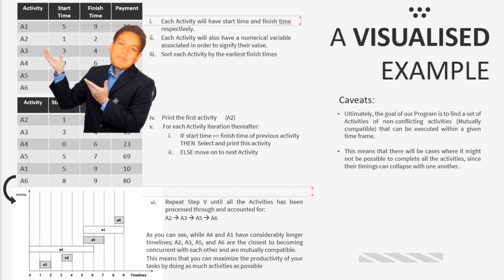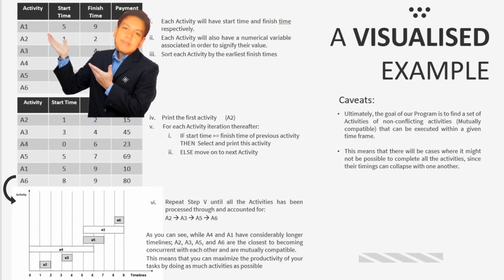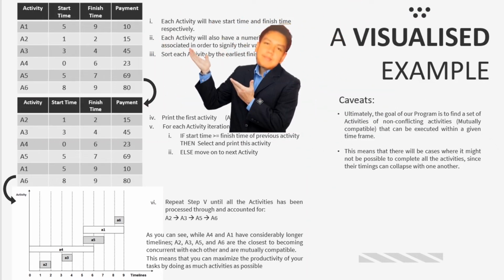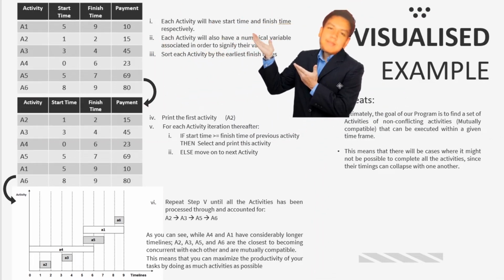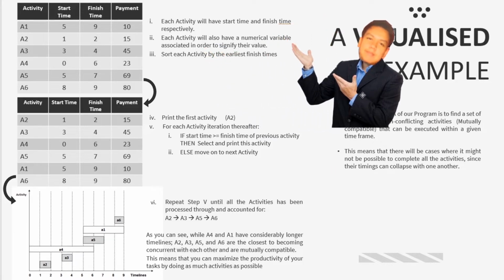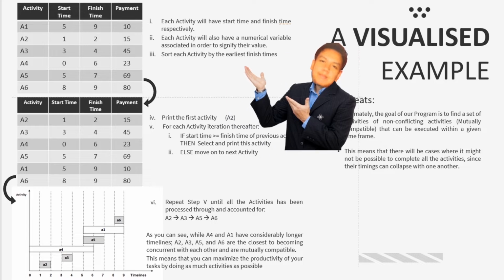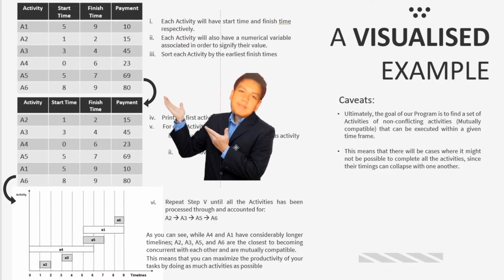As you can see, I've created a table with its activity, start time, finish time, and payment as mentioned in the previous algorithm. Each activity will have a start time and finish time. Each activity will also have a numerical variable associated to signify their value, and we will sort each activity by their earliest finish times, which I have done so below.